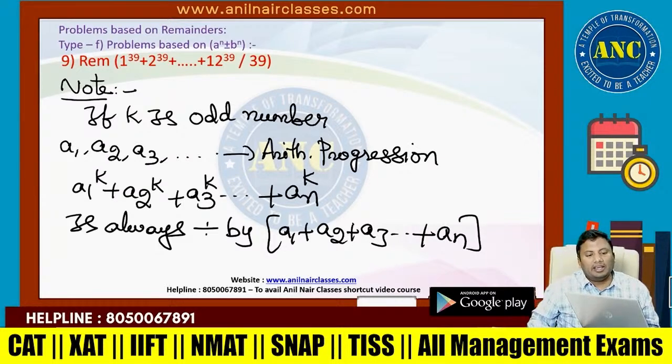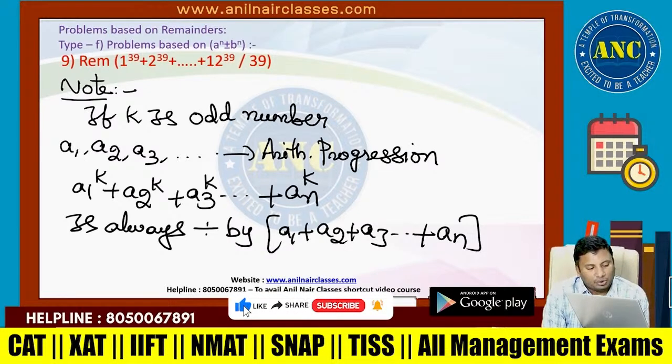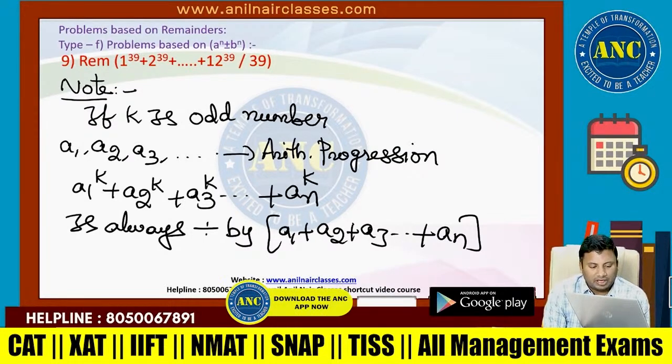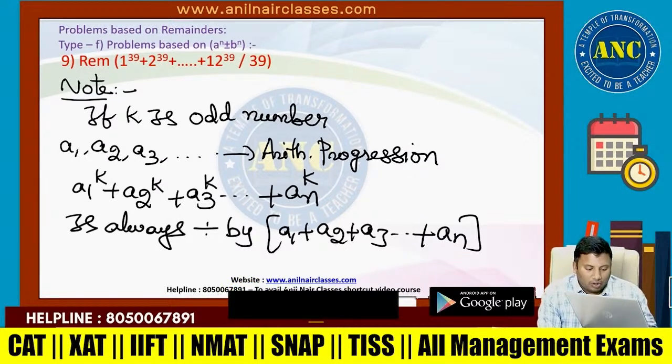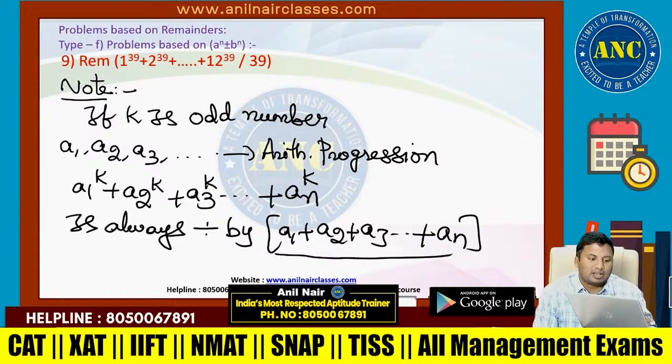If k is an odd number and the base values are in arithmetic progression, a1, a2, a3, then a1 power k plus a2 power k plus a3 power k and so on up to an power k is always divisible by the sum of the bases.